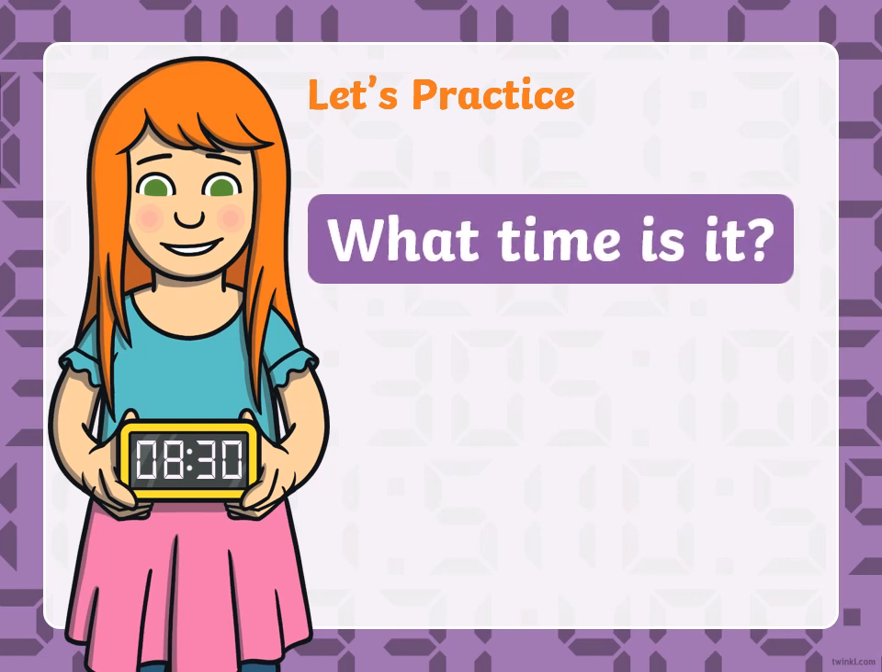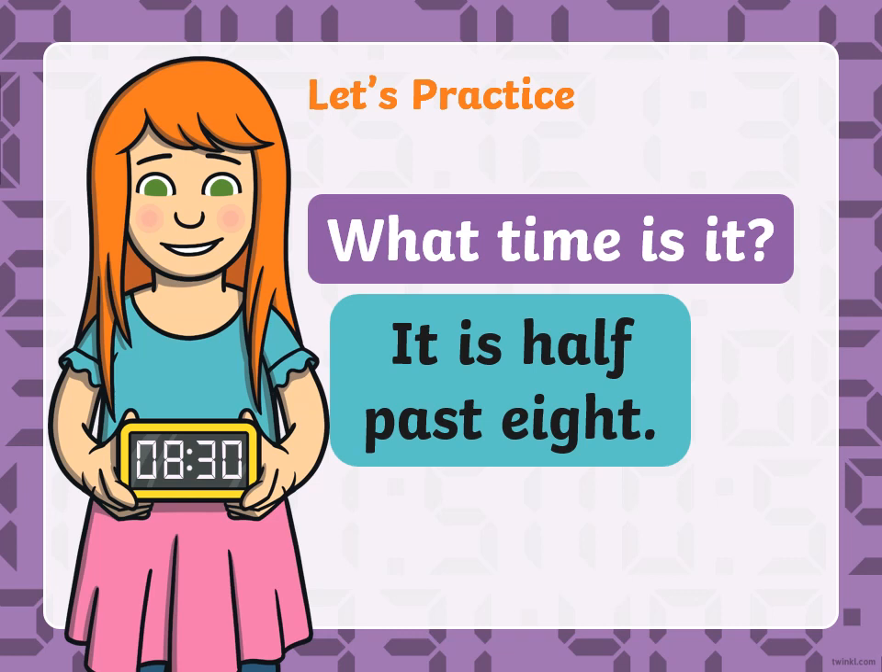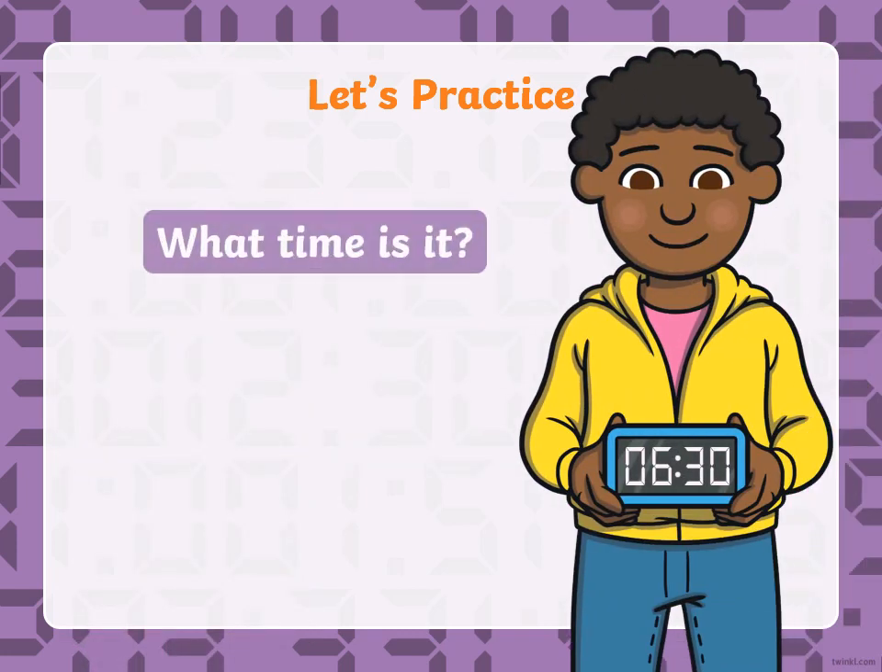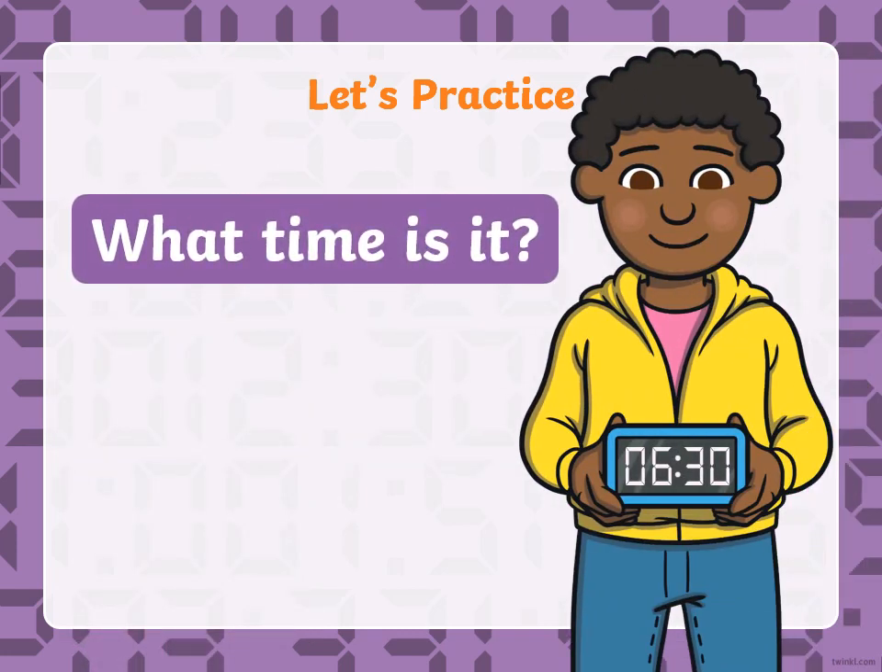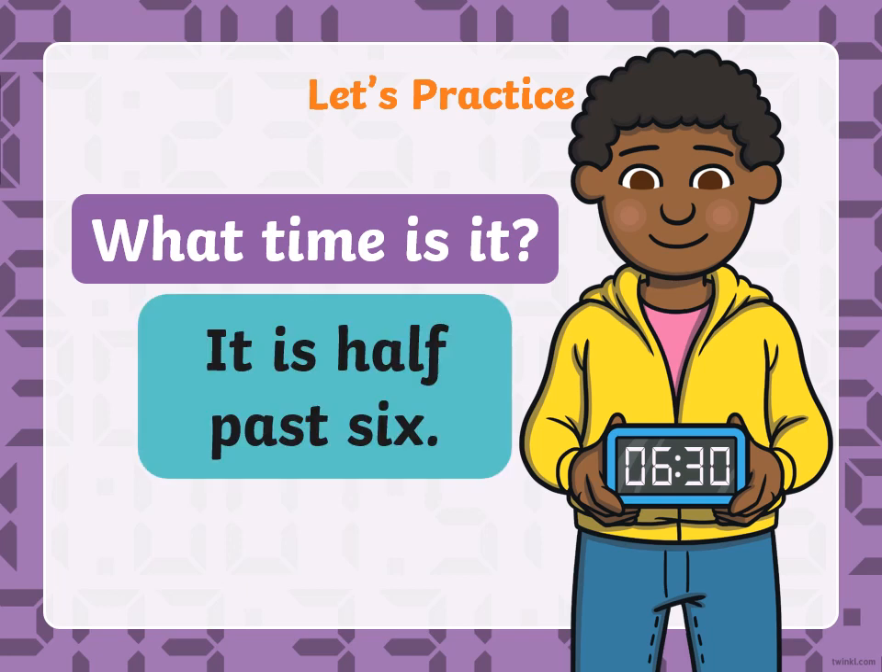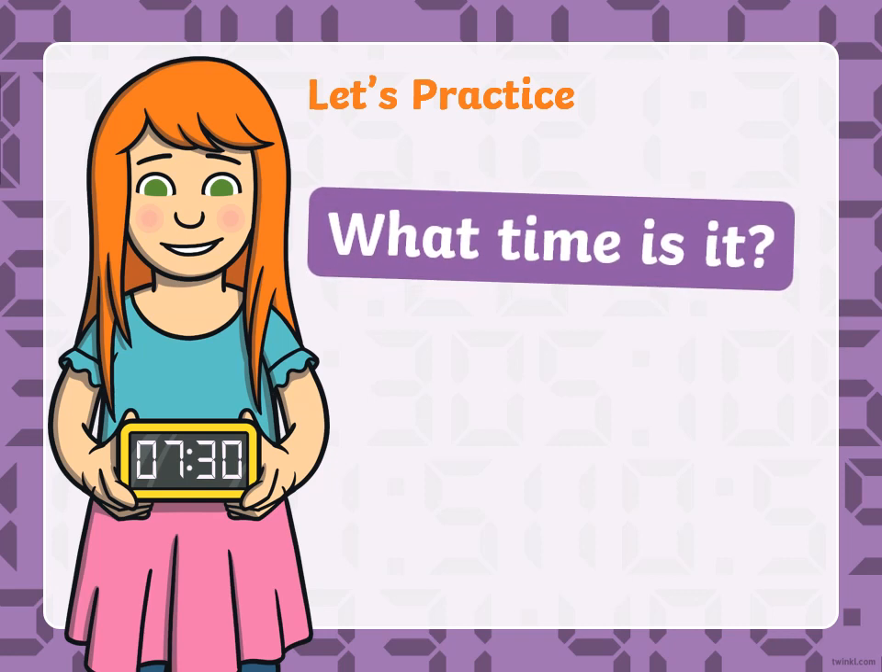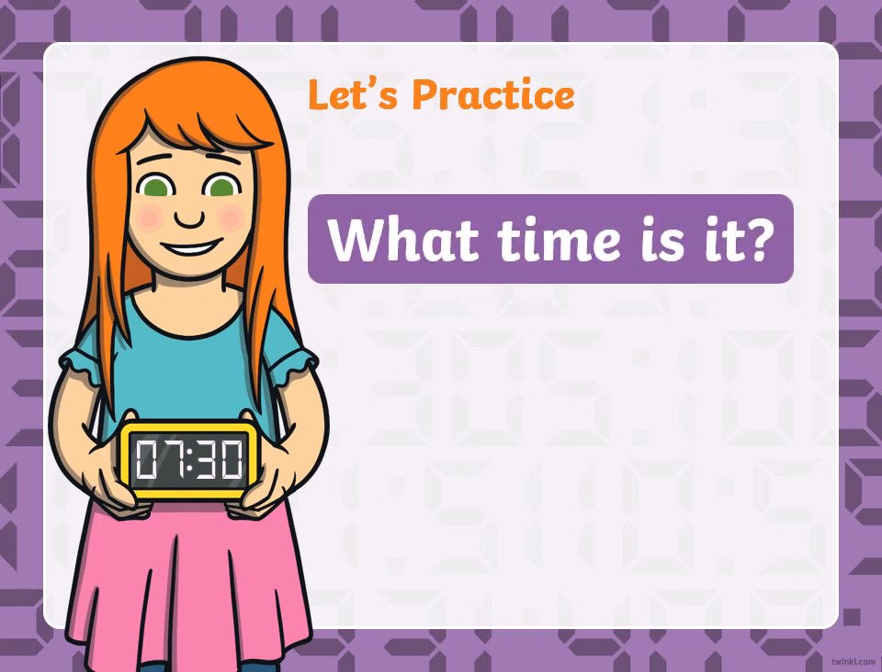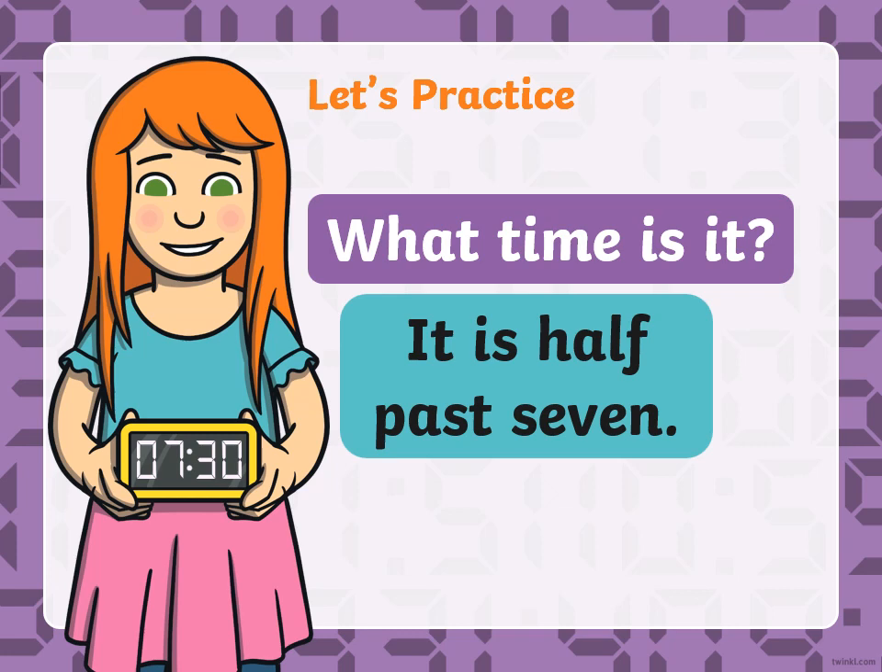What time is it? It is 8:30. I wonder if you can say that any other way. Can you use some of our language that we've used so far this week? What about half past 8? That's another way to say it. What time is it? It is 6:30. Or we could say half past 6. What time is it? It is 7:30.